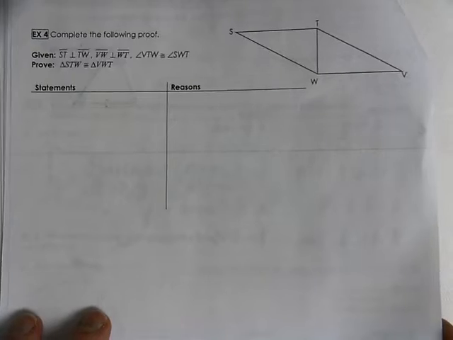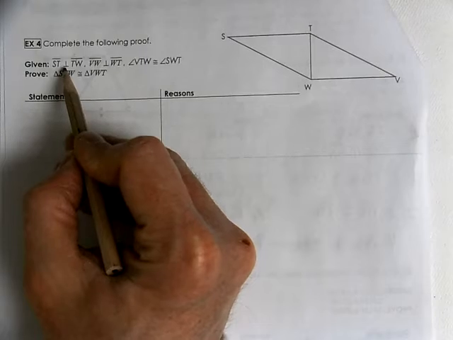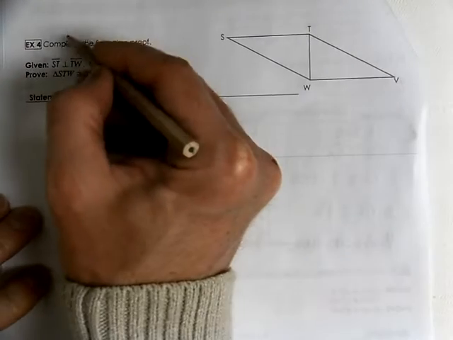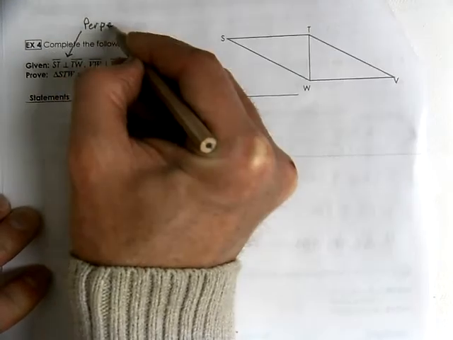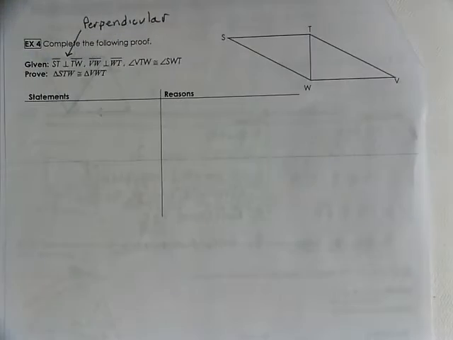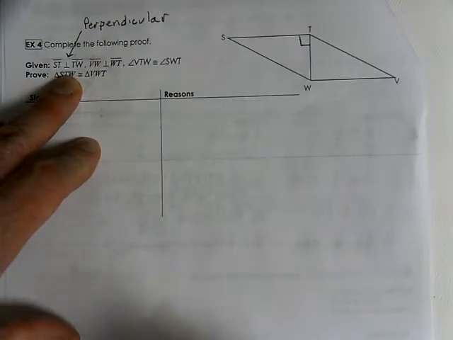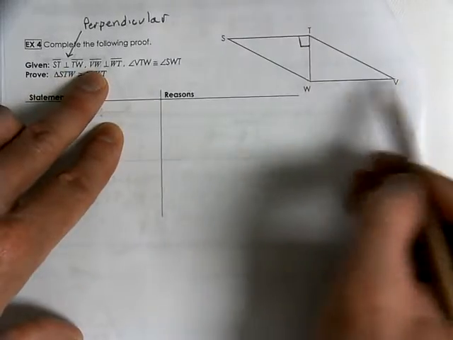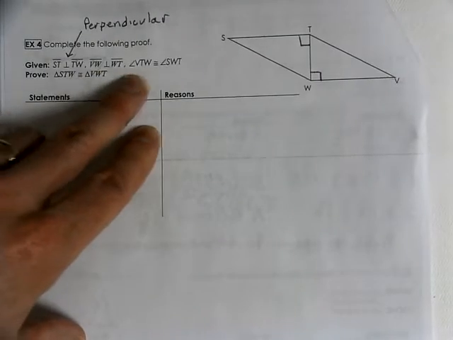And then our final example brings in a new method for us. Notice this upside down T. That's going to stand for perpendicular. So ST is perpendicular to TW. The symbol we use is this little box in the corner. VW is perpendicular to WT. So we put the box in the corner.